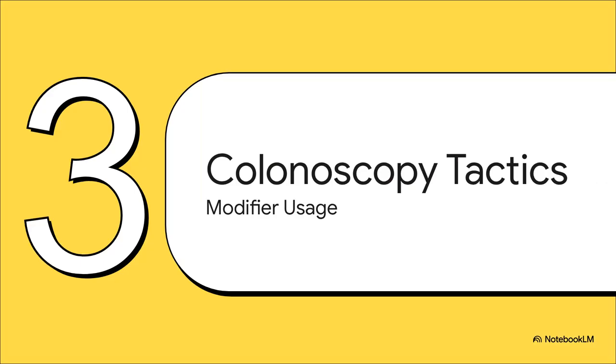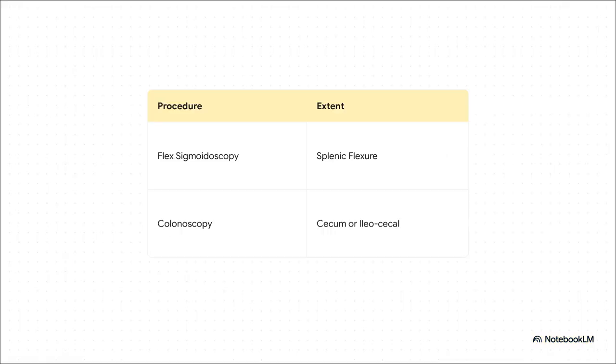Next up, Section 3, Colonoscopy and Modifier Tactics. Now, as we head down to lower GI procedures, understanding the extent of the scope is your absolute best friend for accurate coding. Look at the anatomical differences here. A flexible sigmoidoscopy only goes up to the splenic flexure, but to report a true colonoscopy, the documentation has to explicitly show that the scope reached the cecum or the ileocecal valve.